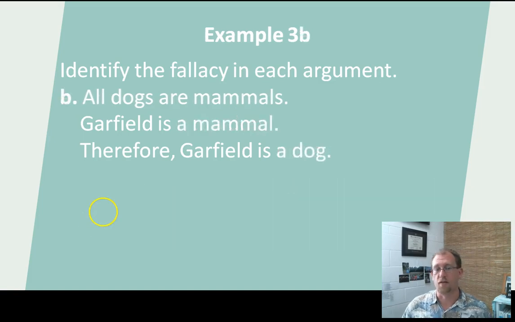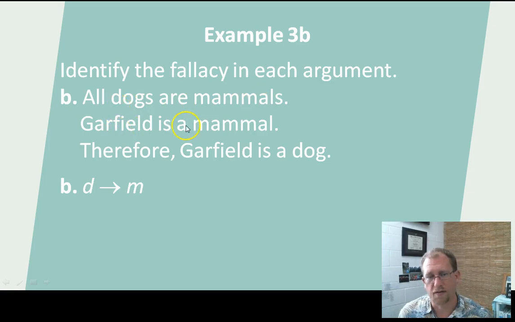Okay, let's look at another one. All dogs are mammals. Garfield is a mammal. Therefore, Garfield is a dog. Well, Garfield is a mammal. He's a cat. But dogs are not the same as cats. Can I get an amen, right?